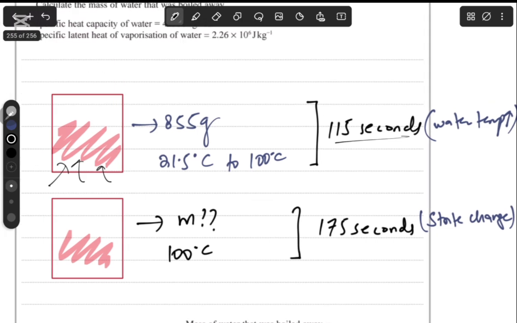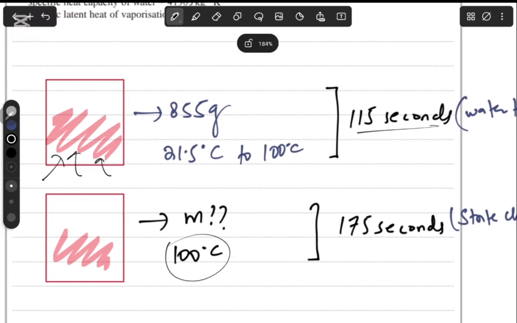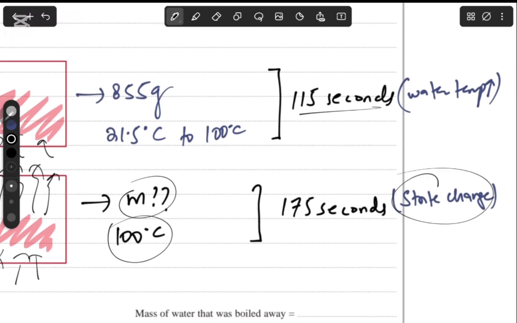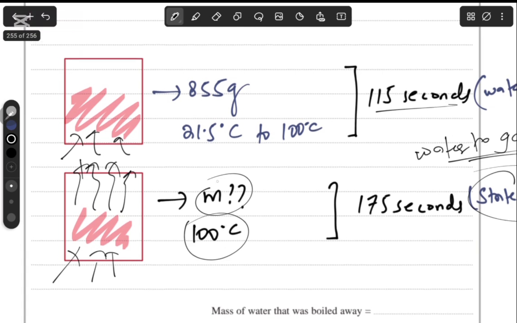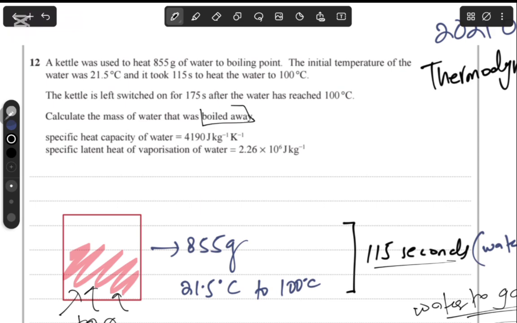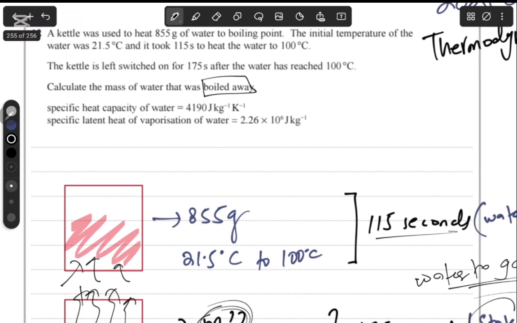After that, what happens is that the temperature remains constant, but the mass of the water changes because some of the water is going to evaporate. The kettle is still supplying energy, but that energy is going into changing the state of water from water to gas state. Okay, so we have to find how much mass would have converted into steam and boiled away. That's what we have to calculate.